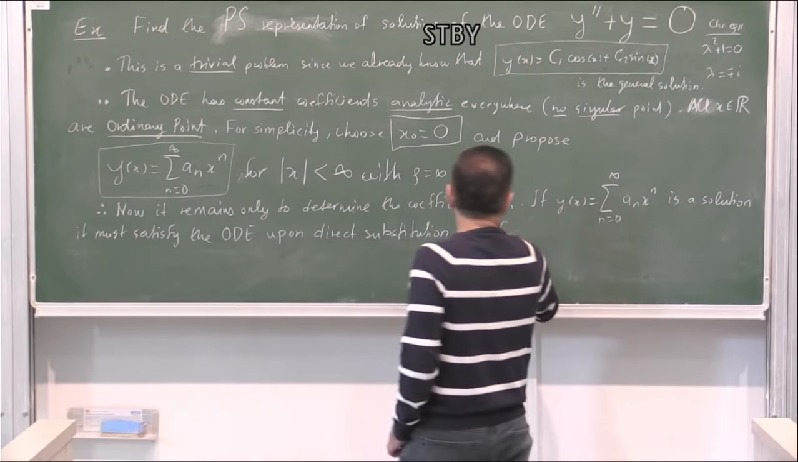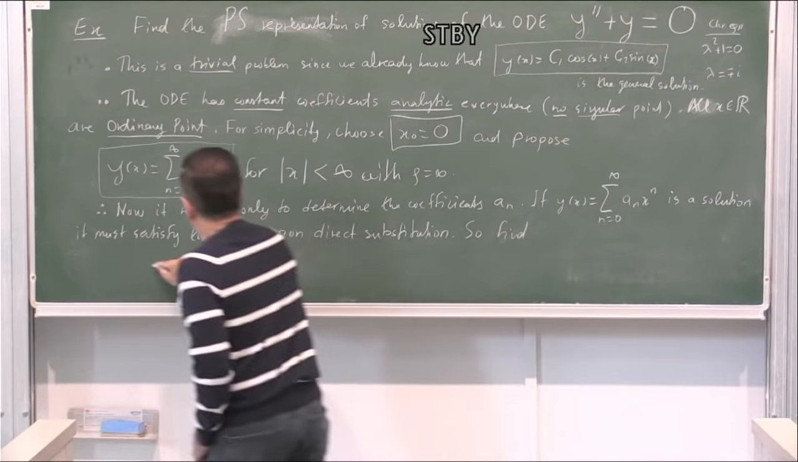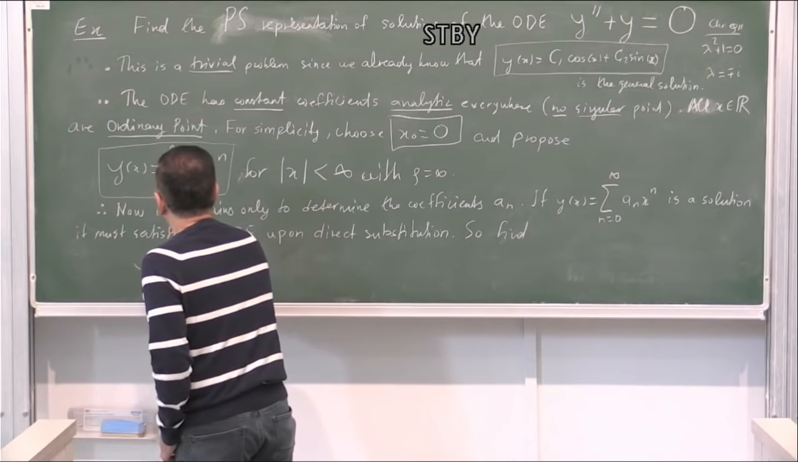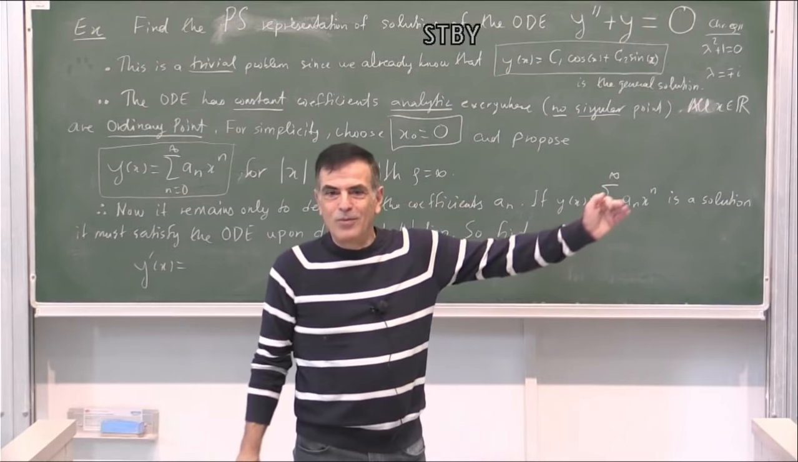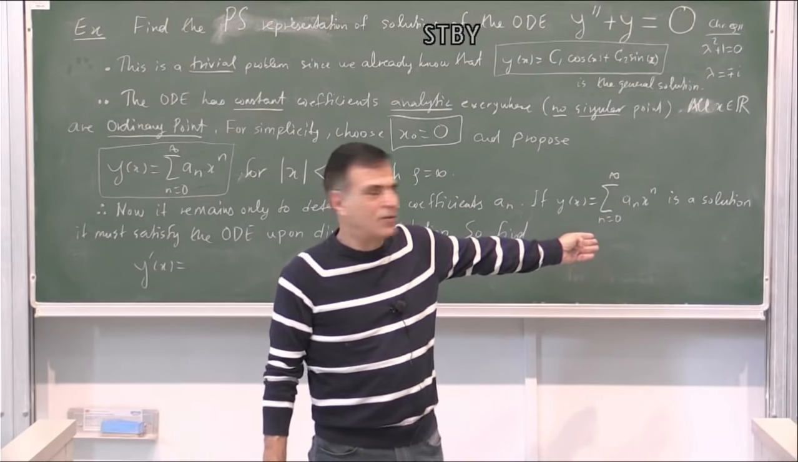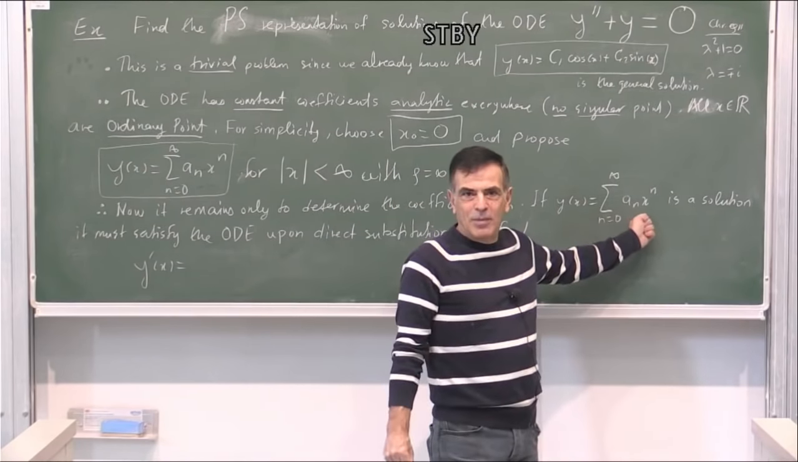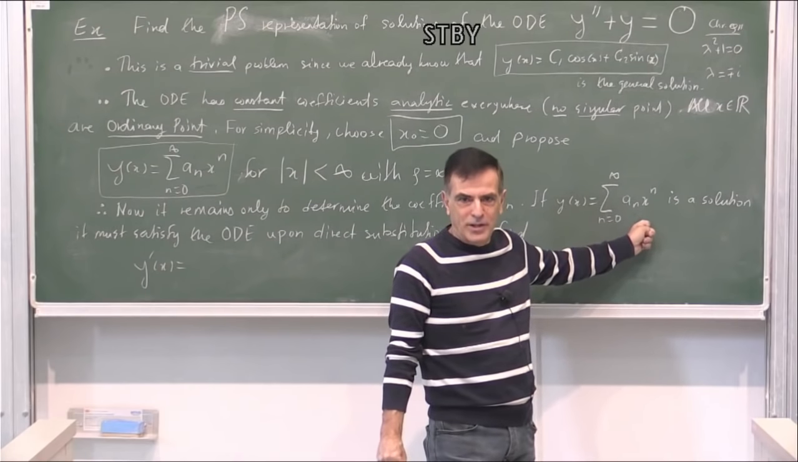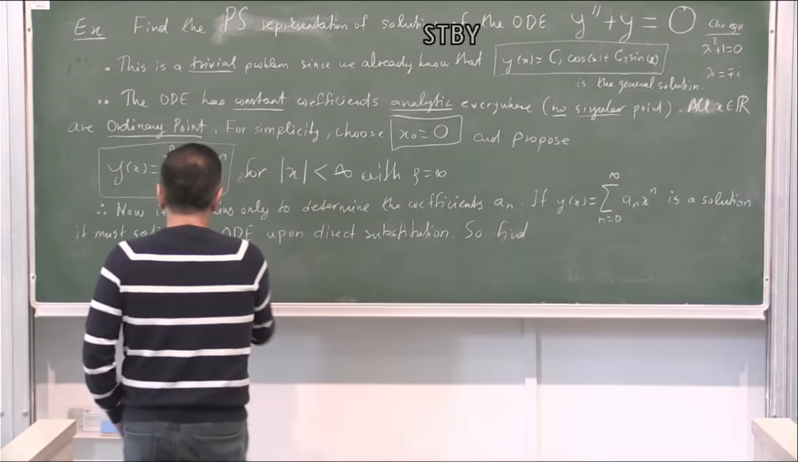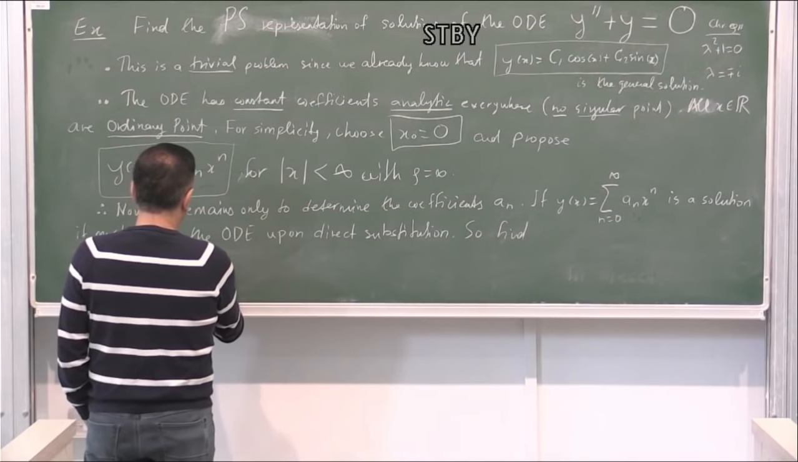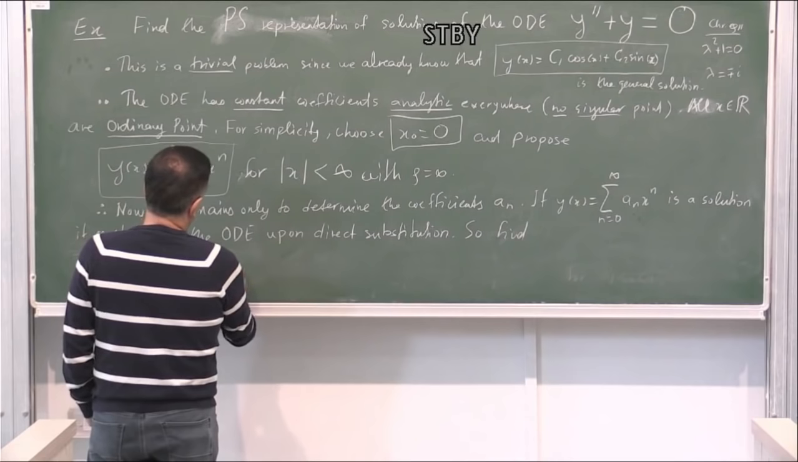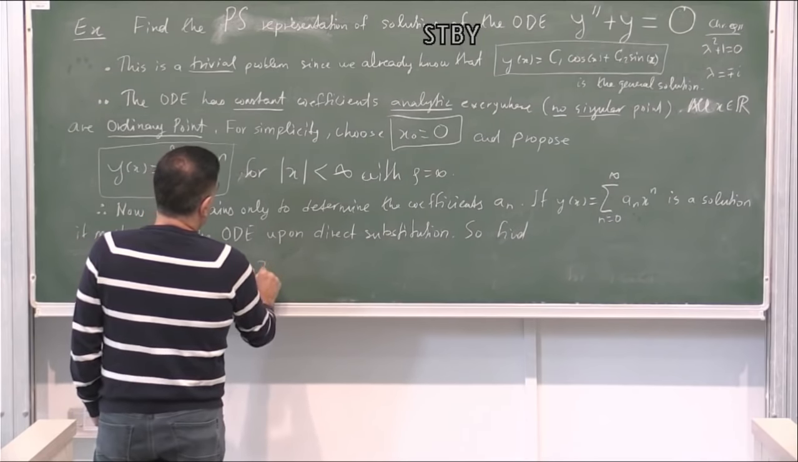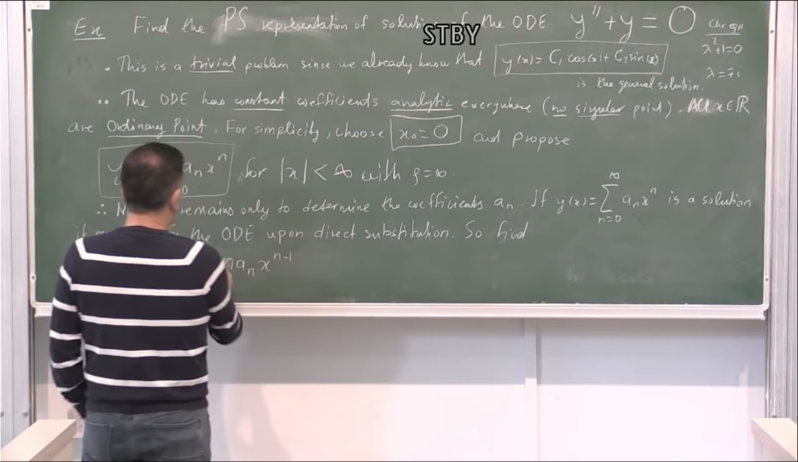So find y prime. Thanks to the review, we know that the derivative of such a function can be taken term by term. Therefore, y prime is the sum from n equals 1 of n times a_n x to the power n minus 1.